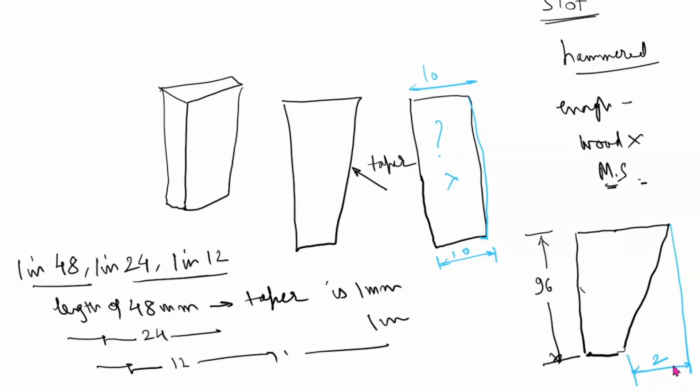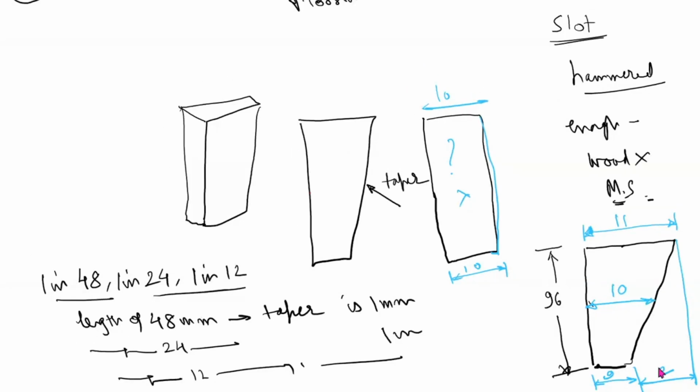This 2 mm is looking too big, but I have deliberately drawn it so that you will understand. Now, if this dimension is say 10 mm, then this will be how much? This will be 11 mm, and this will be 9 mm. So what is the taper now? 11 minus 9 is 2, and at the center it will be the average of 11 plus 9, that is 20, 20 divided by 2 is 10.